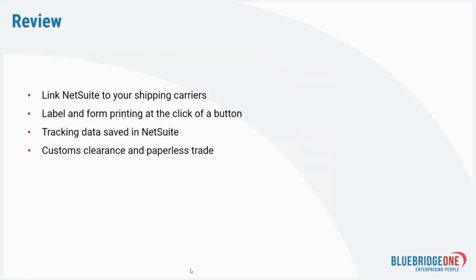So just to sum up, we had a look at OneShip and how it connects your NetSuite account to your shipping carrier system. I've shown you the label printing and form printing processes, albeit with the images appearing on the screen rather than actually coming out on a printer, and that's all done just with the click of a button. We saw the tracking data that's saved in NetSuite, both on the sales order and item fulfillment records. And we've also looked at the customs clearance and paperless trading processes that OneShip supports.